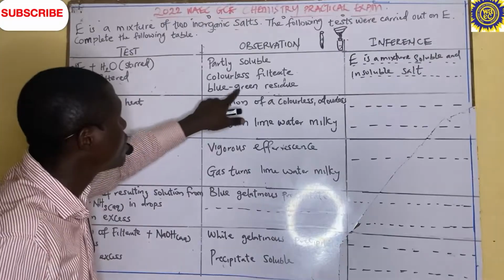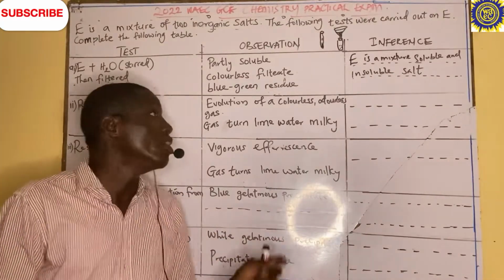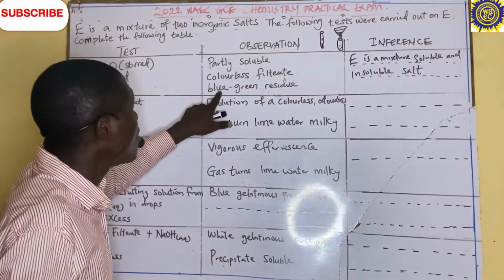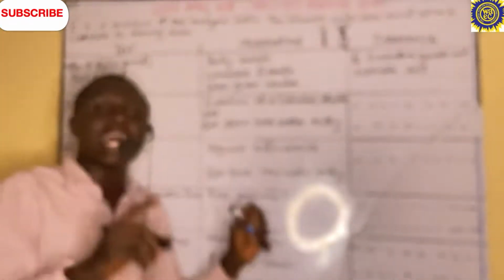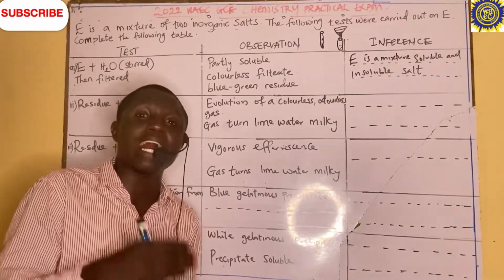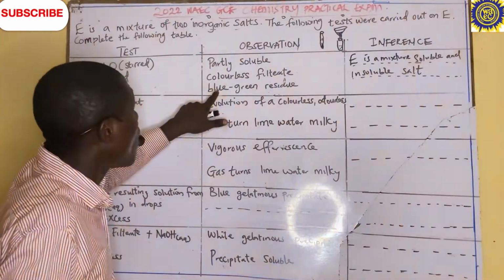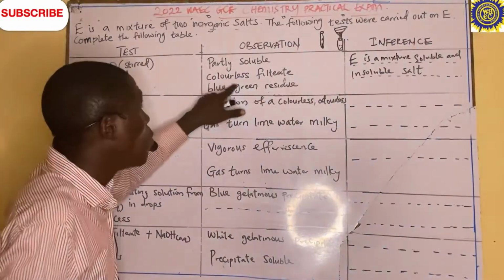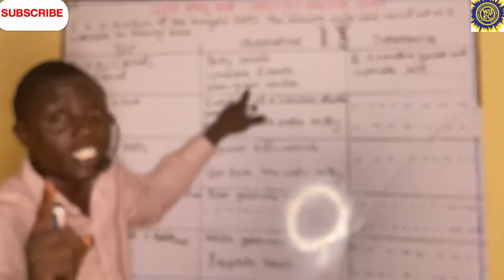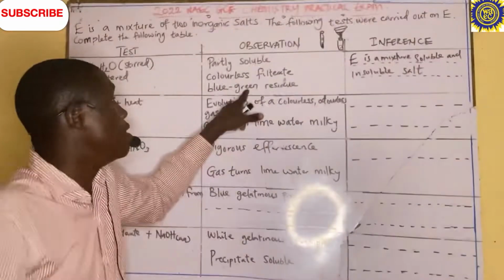But look at this now. What can we get from this blue-green residue? What kind of salt has a blue and green residue? Now, we are going to look at it very well. We have copper and iron. Look at this. Copper and iron are transition elements, and all transition elements have specific colors. Copper is blue in color, while iron 2 is green, while iron 3 is dirty green or brown.